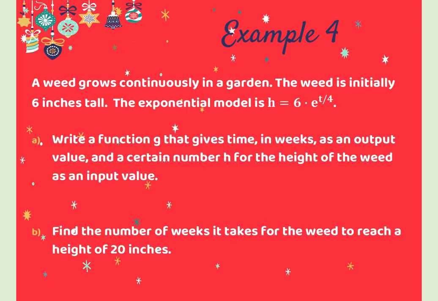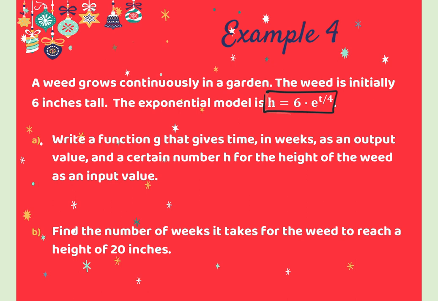All right, Example 4 says a weed grows continuously in a garden. The weed is initially 6 inches tall. The exponential model is h equals 6 times e to the t over 4. So it actually gives you the model already. Write a function g that gives the time in weeks as an output value and a certain number h for the height of the weed as an input value.